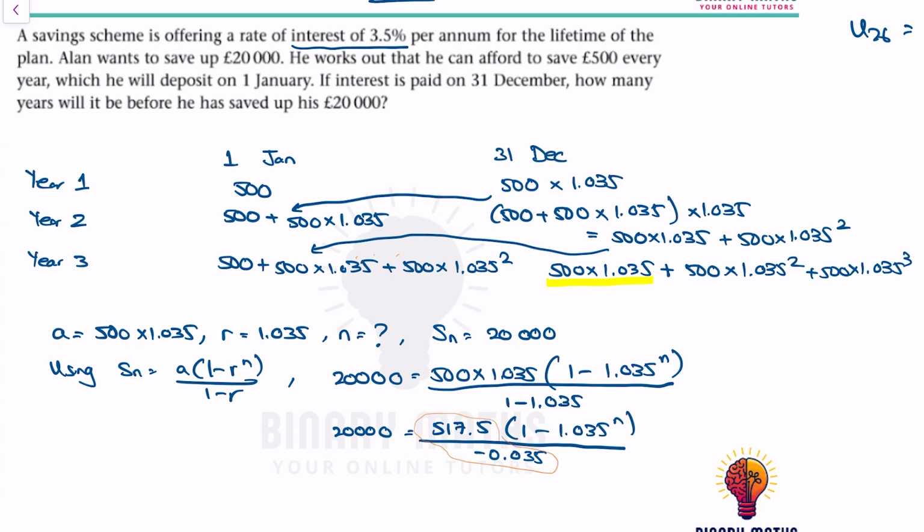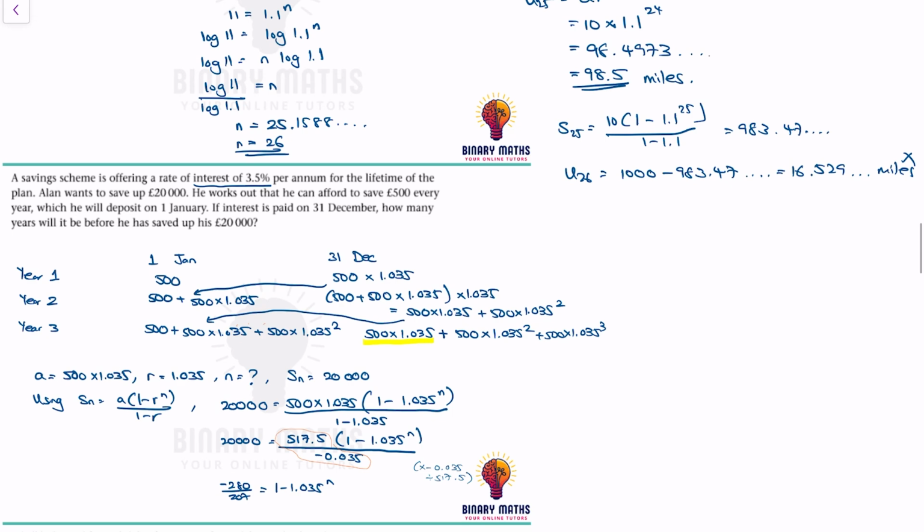If I multiply by negative 0.035 and divide by 517.5, then on the left hand side I end up getting minus 280 over 207, which is equal to 1.035 to the power of n, with a negative sign. If I take the 1.035 to the power of n to the other side, I get 1 plus 280 over 207, which gives me 1.035 to the power of n is equal to 487 over 207.